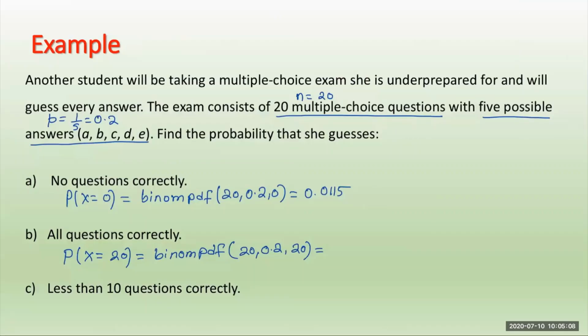In scientific notation, it is 1.048576 times 10 to the negative 14. Okay, so that is the meaning of that. It's a very, very small number. That is the answer.